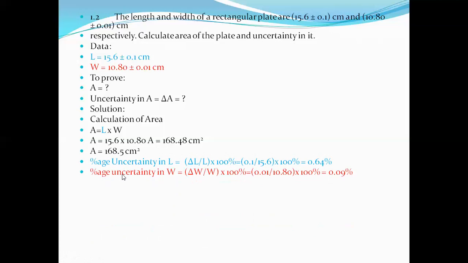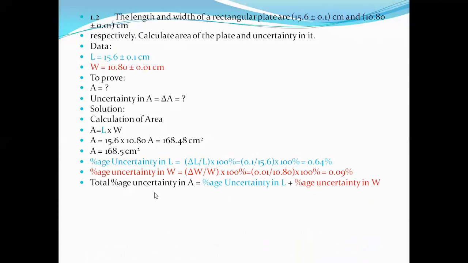Similarly, the uncertainty in the case of width is the uncertainty in the width divided by the width, multiplied by 100%. What was the uncertainty in width? We had 0.01 centimeter. And what was the width? It was 10.80 centimeter, multiplied by 100%. That gives 0.09%. Now these are the two percentage uncertainties, one in the case of length, one in the case of width.